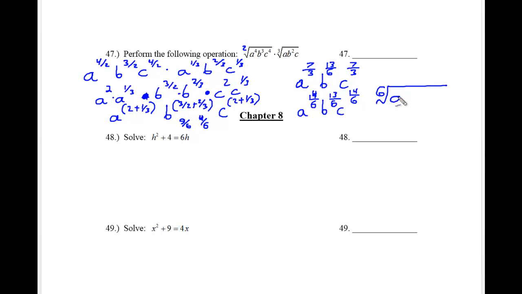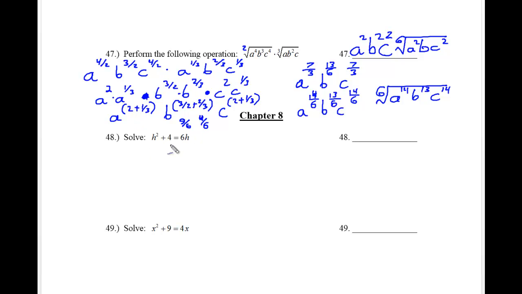I have the 6th root of A to the 14, B to the 13, and C to the 14. And again, you can look at this as taking things out, because 6 goes into 14 twice with 2 left over. So there's your A squared. 6 goes into 13 twice with 1 left over. And then the 6 goes into the 14 twice with 2 left over. It's not the only way to do the problem. It's just one of a couple different ways. It's the one that I've been teaching when I do that with my students, though.